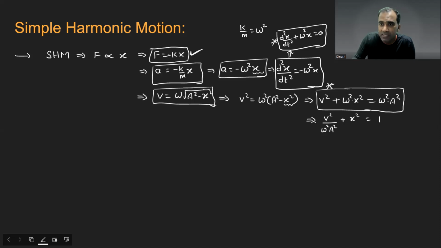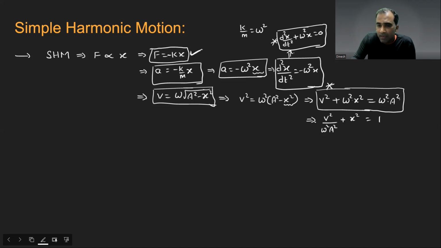I hope everybody knows what is A. What is capital A here? Amplitude. Very good. It is the amplitude or the maximum displacement. When a particle is oscillating to and fro from the equilibrium position, what is the maximum displacement possible? That we have named capital A here.